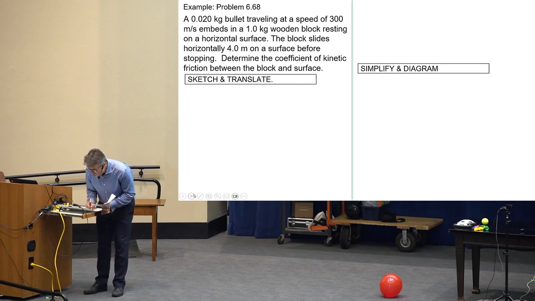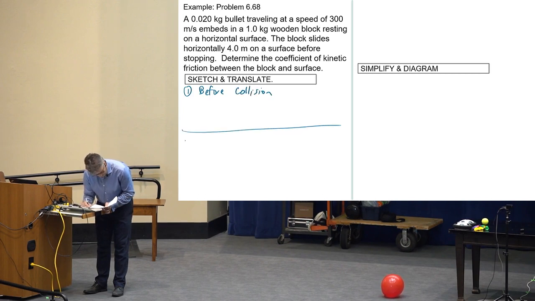Okay, let's do an example. A 0.020 kilogram bullet traveling at a speed of 300 meters per second embeds itself in a wooden block. So what I'm going to do, first I'm going to sketch before the collision, and then I'm going to sketch just after the collision. The collision will be the bullet embedding itself. So you've got this little bullet, MB, going along at some VB initial of 300 meters per second.